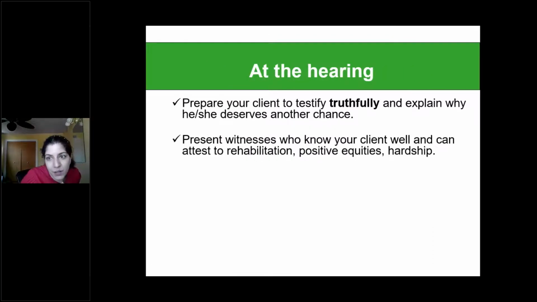And then at the hearing, you of course want to make sure that your client is prepared to testify truthfully and show that they deserve another chance. Your case will always backfire if your client decides to lie in court. And it will always hurt your client if he makes excuses for his criminal conduct. This is something that you have to work with your client on, coming out of, somebody who's been through criminal court.